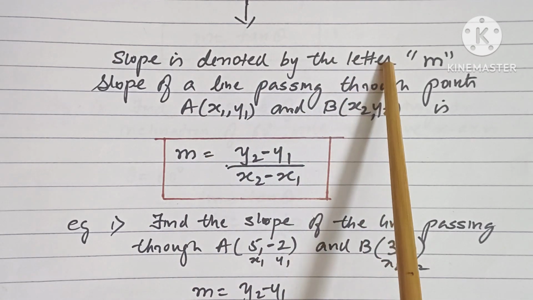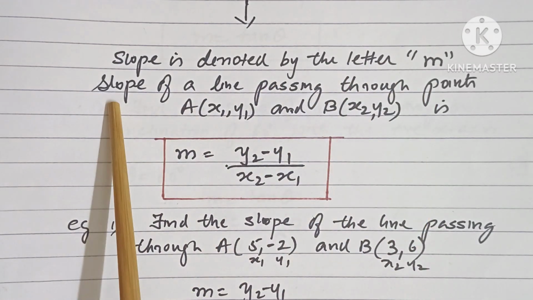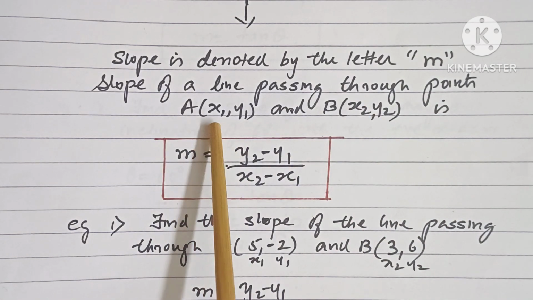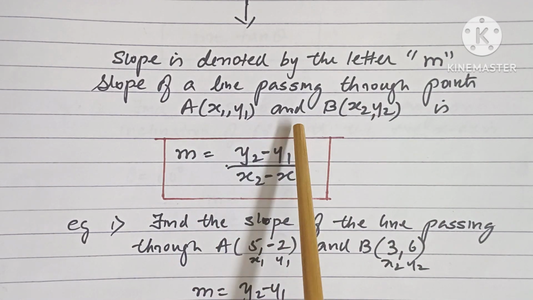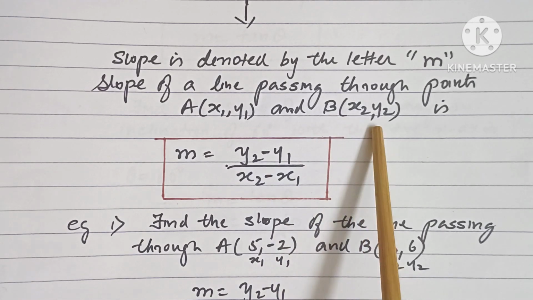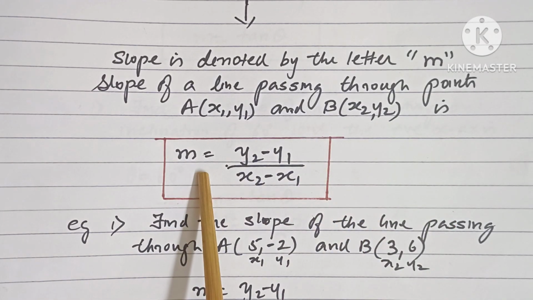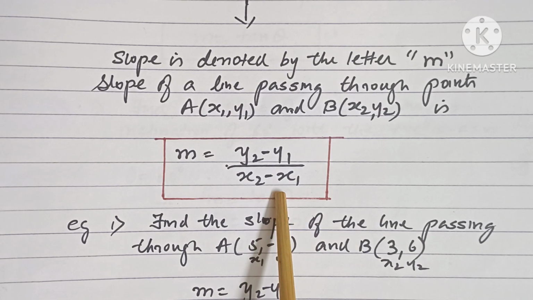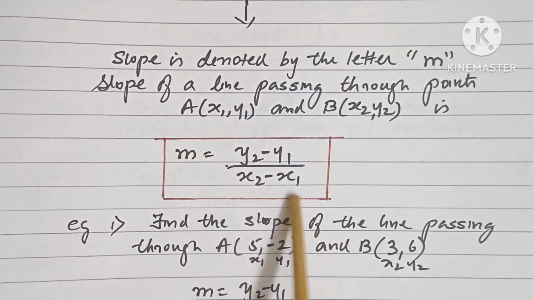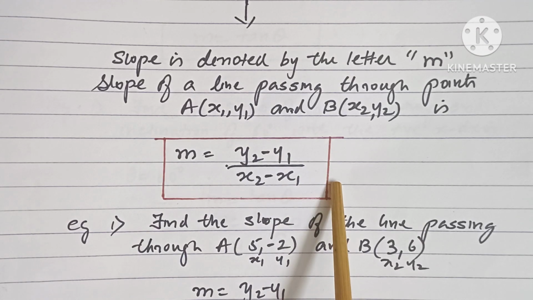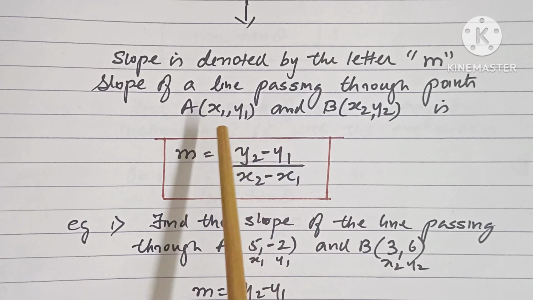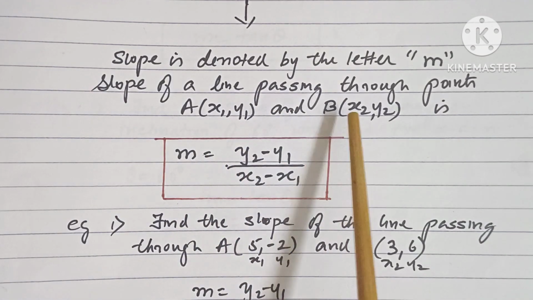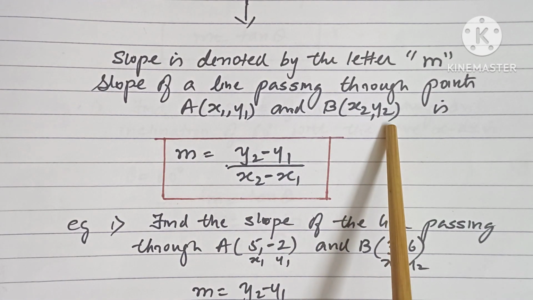Slope is denoted by the letter m. So the slope of a line passing through points A, which has coordinates x1 and y1, and point B, which has coordinates x2 and y2, is m is equal to y2 minus y1 upon x2 minus x1. This is the formula for finding out the slope of a line which passes through 2 points A with coordinates x1 and y1 and point B with coordinates x2 and y2.